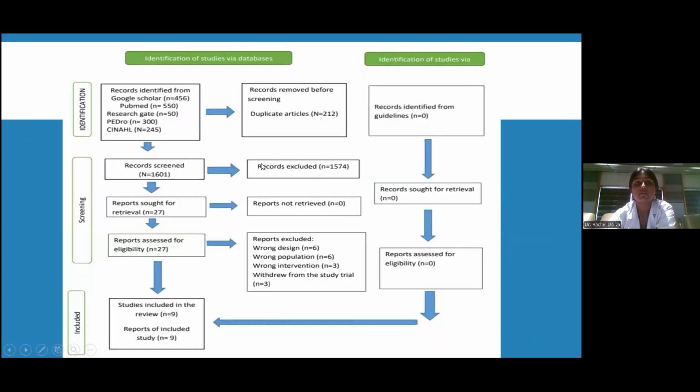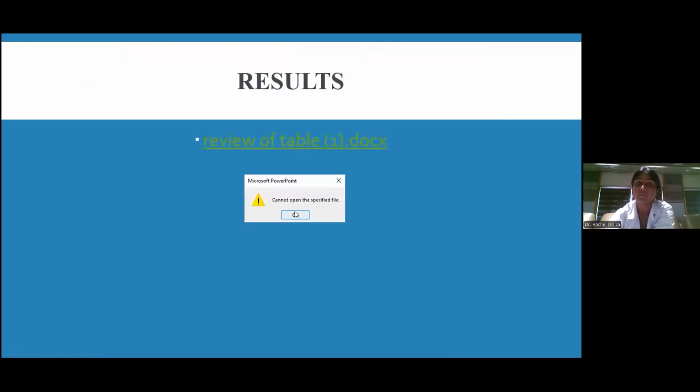In this diagram, I have explained how I came to conclude the 9 articles. In various search engines that I use, such as Google Scholar and PubMed, I found various articles that were related to my topic. Once I screened, there were about 1,600. After I scanned them through eligibility and excluded articles with the wrong design, population and wrong intervention used, I came to a conclusion and had 9 articles, which I will be explaining further. Here I've attached a table which I will explain further.